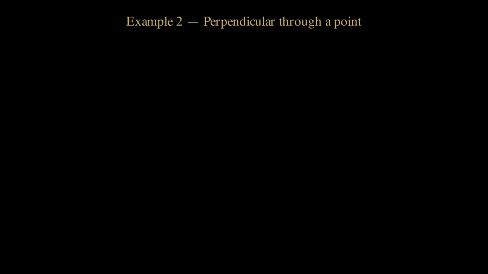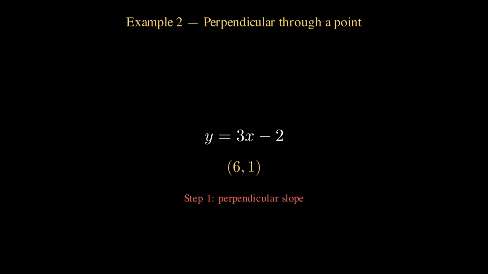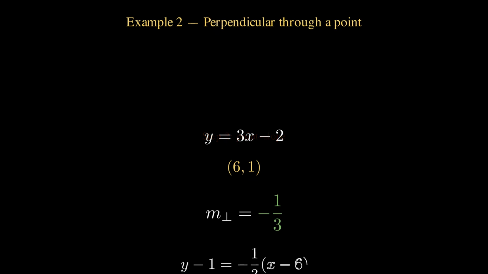Example 2, medium. Find the equation of the line perpendicular to y equals 3x minus 2 and passing through the point 6, 1. First read the slope of the given line. Here m equals 3, so the perpendicular slope is -1/3. Now use point-slope form. y minus 1 equals -1/3 times the quantity x minus 6.